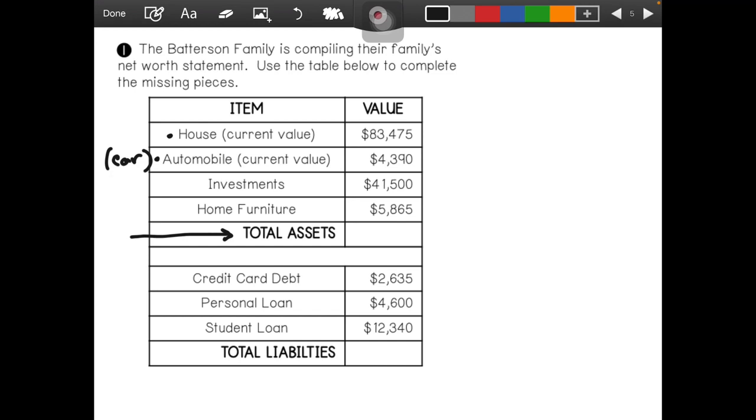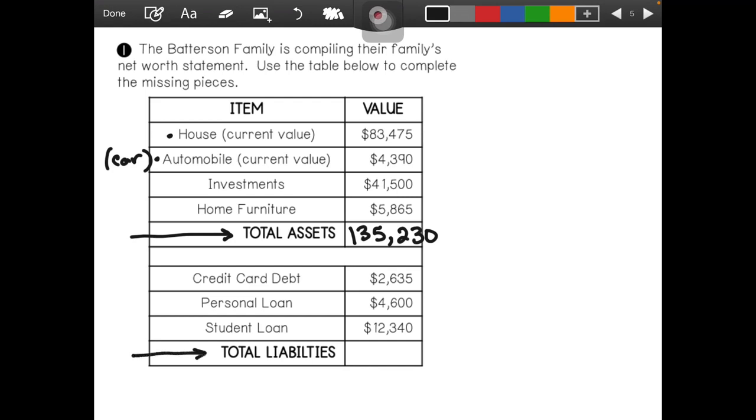So in order to find the value of all of these and your total assets, you just need to add them all together. So I'm going to add together $83,475 plus $43,090 plus $41,500 and finally $5,865, and I get $135,230.